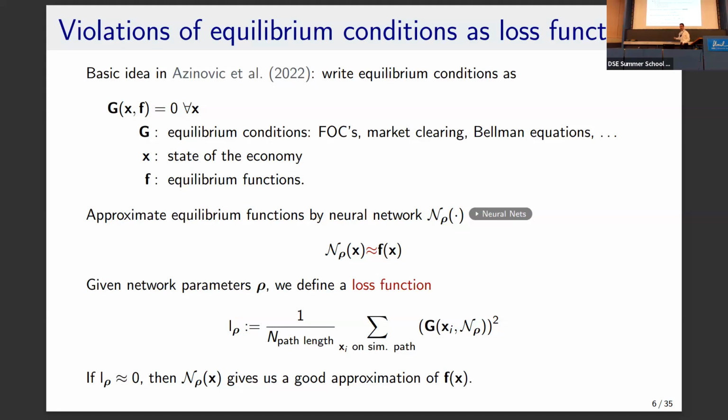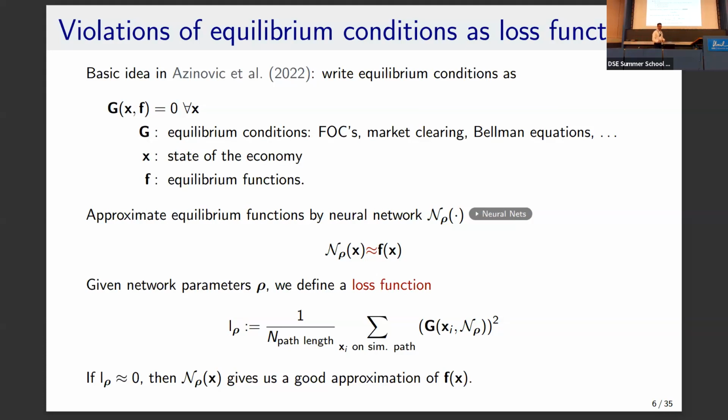The idea then is to take a neural network to approximate this function. N_rho denotes a neural network with parameters rho. And we hope that we can get it to approximate those equilibrium functions f. How can we do this? Generally, this would be hard because in standard deep learning, we would need the true f, and then we would try in a supervised way to train the neural network to predict the true f. But here we don't know the true f.